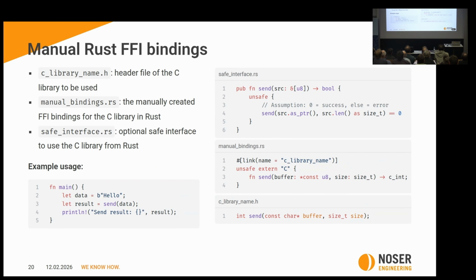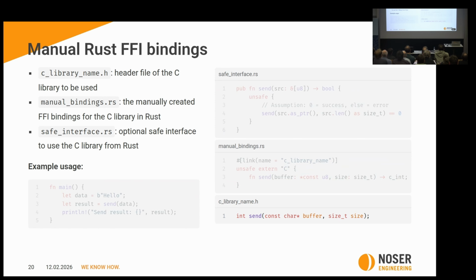Now first, how does it look if we start by doing it manually? It's again a bit of a toy example. We have our library here with the send function with the signature. So if we write the bindings by ourselves, we would just more or less write unsafe extern "C" and map everything to the Rust world.